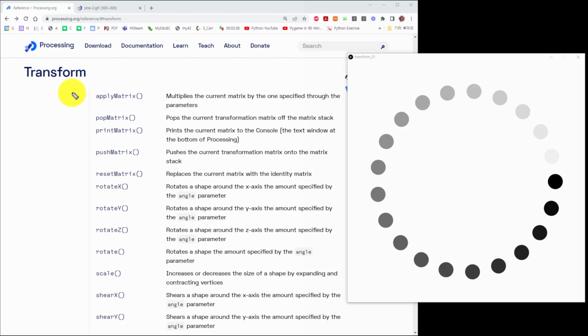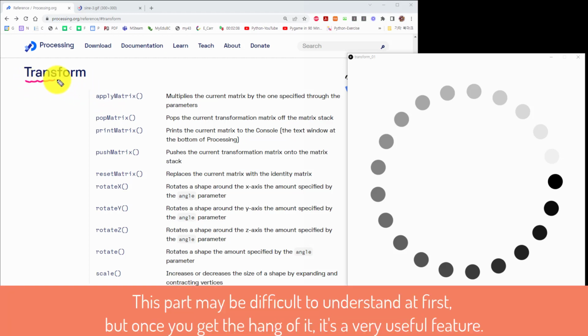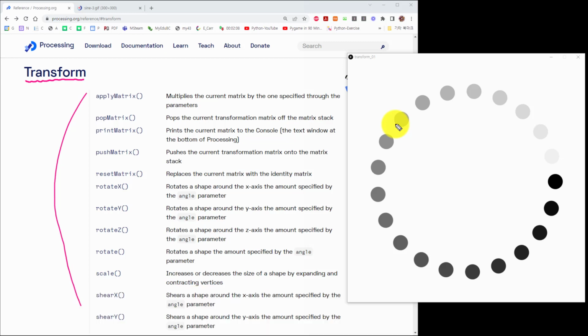Hi guys, in this video we learn what the transform is. To draw some kind of interesting or complicated images, you must know how to use transform matrices. There are lots of transform matrices. So in this video we'll draw this kind of group of circles. I'm going to introduce how to draw this image in 3 different ways.